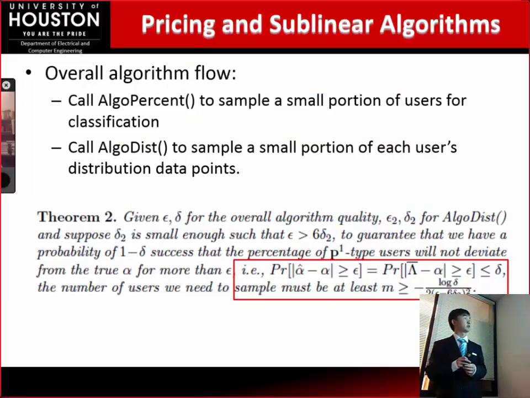So we first perform the algorithm to subsample a small portion of the users for classification. And then we perform the sublinear algorithm twice to subsample a small portion of each user's distribution data points. Through this, we can prove that as long as we set the number of data points to be sampled to be larger than this given equation, we can guarantee the performance bound of the proposed algorithm. And again, this number of data points to be sampled is a constant, so it does not rely on the number of total input users.